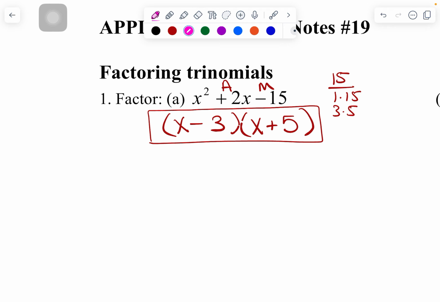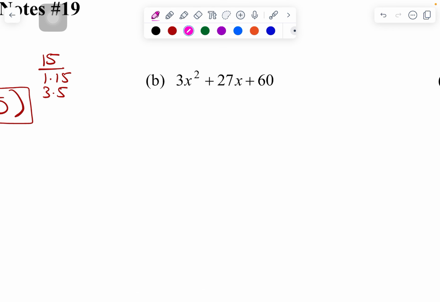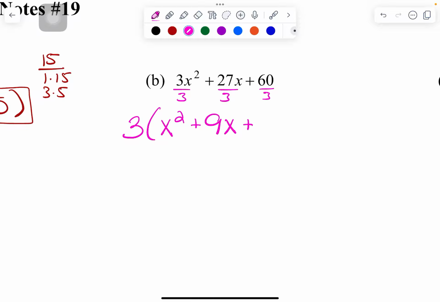I'm going to slide on over to part B. And the first thing I'm going to ask myself is, do I have a GCF? The answer for this is yes. Yes, I do have a GCF. So I am going to factor a 3 out of each of the pieces. And that's the only GCF I've got, just the numeric one. Leaving behind x squared plus, let's see, 27 divided by 3 is 9x. Plus 60 divided by 3 is 20.